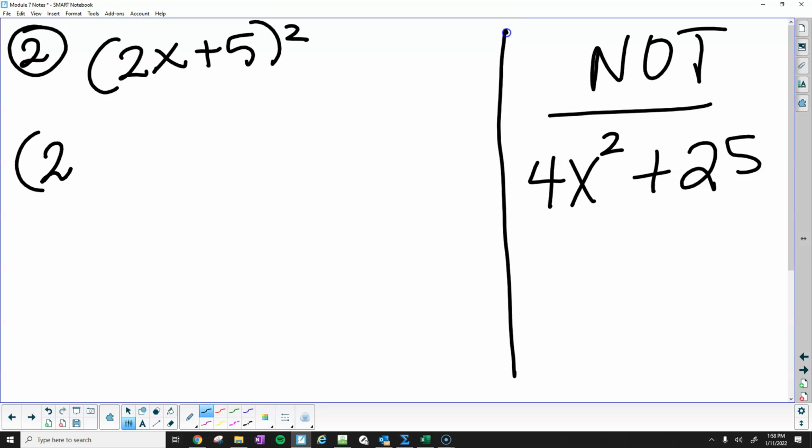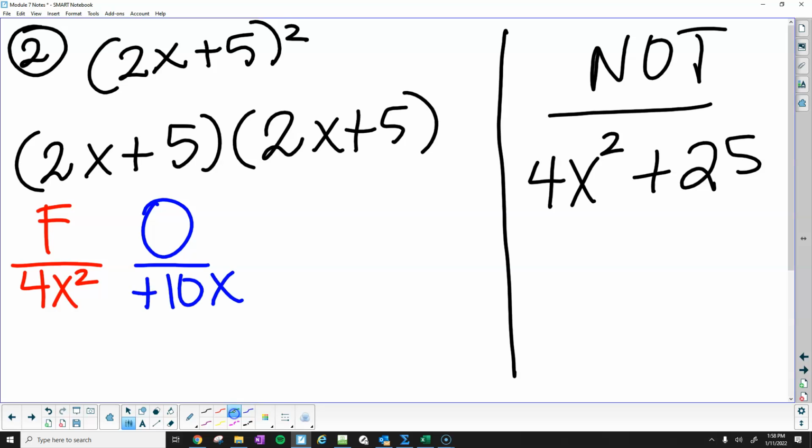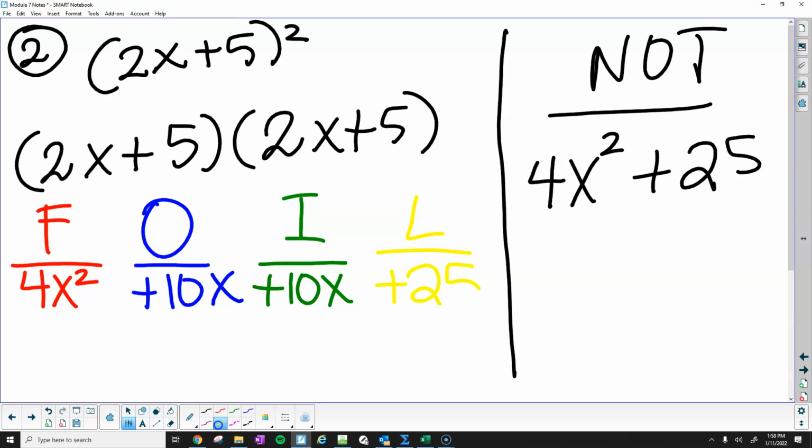So what we're going to have to do is FOIL this out. Remember FOIL. The two first terms are 2x times 2x, so this is 4x squared. The two outside terms are 2x and a positive 5. 2x times 5 is a positive 10x. And then your I stands for the two inside terms, 5 and 2x. When you multiply those together, you get the exact same thing, so we know we're on the right track. Your two last terms, 5 times 5 is a positive 25.